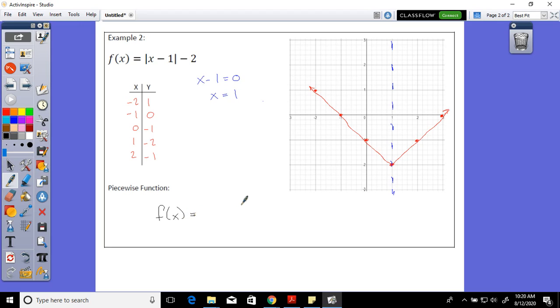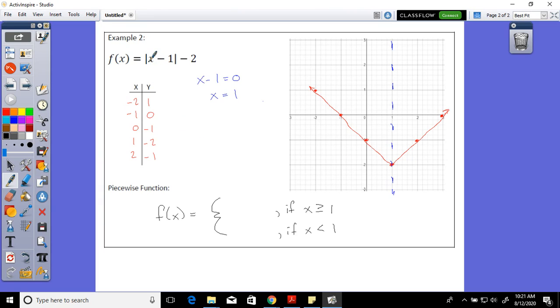F of x is equal to, and so we have if x is greater than or equal to 1, if x is less than 1. Okay, so now let's talk about this. Let's look at each side of the graph here. Let's look at this right side. All right, if x is greater than or equal to 1. All right, so what happens here?